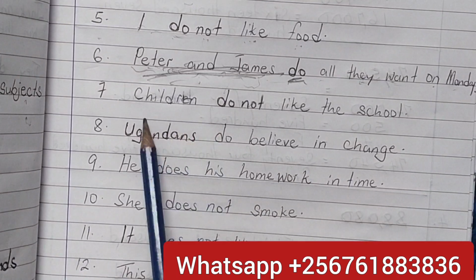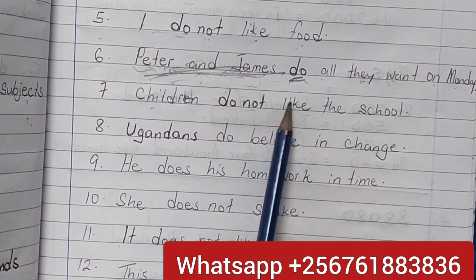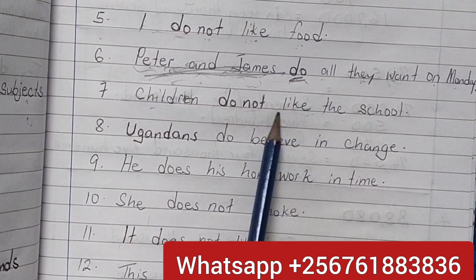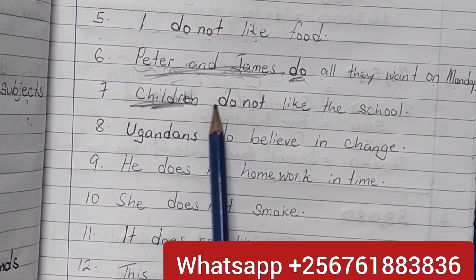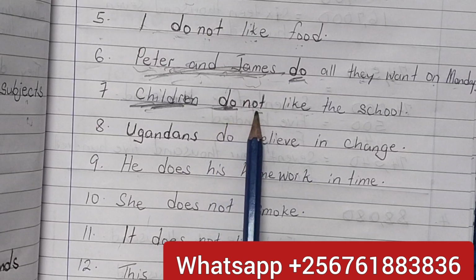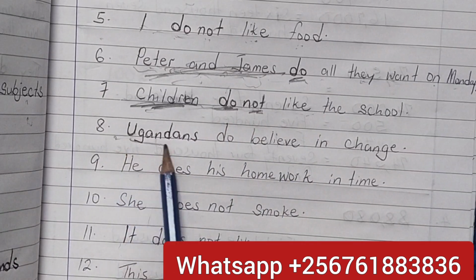Children do not like the school. Children don't like the school. Children, there are many, so do. It's a negative sentence, negative because of not. Children don't like the school. Then number 8.